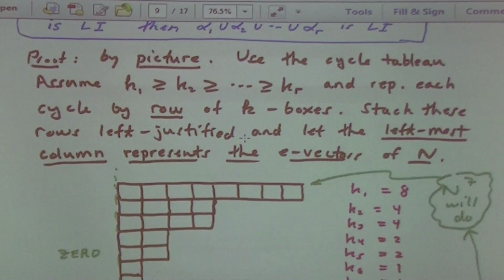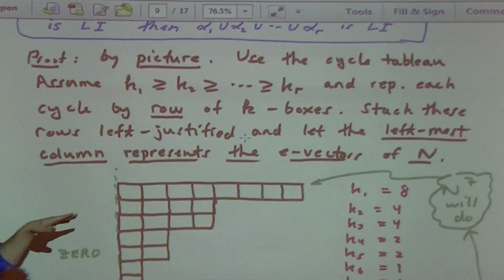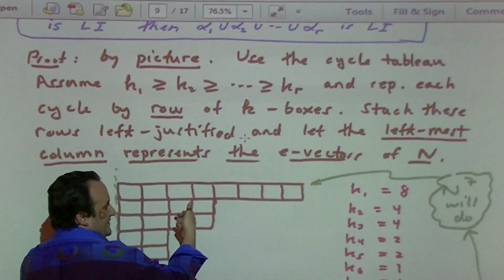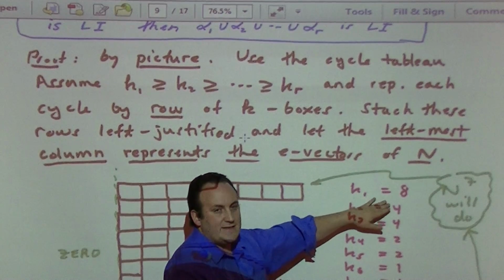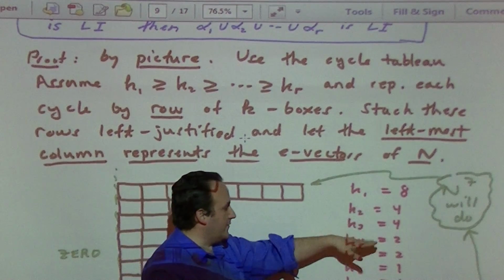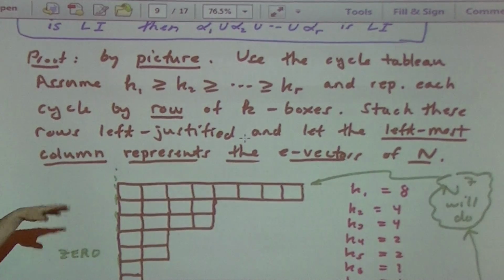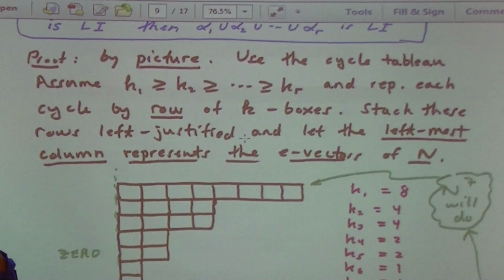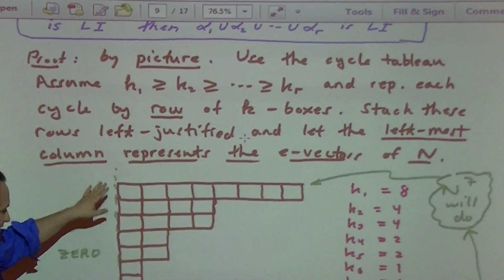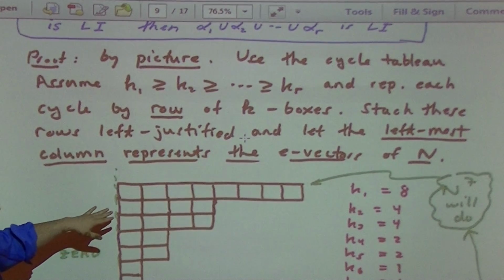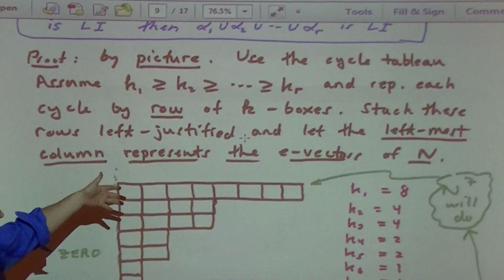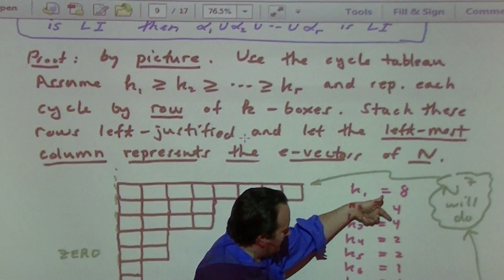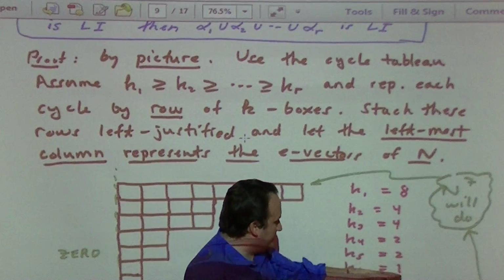So here's the picture. Without loss of generality, we can reorder the cycles so that the first one's the longest. Suppose for my example that CX1 had length 8, CX2 had length 4, CX3 had length 4, and so forth. This is a picture of what's called the cycle tableau. You have to imagine taking a linear combination of all of these vectors. In my picture, the total dimension for V would be 8 plus 4 is 12, 16, 18, 20, 21, 22, 23.